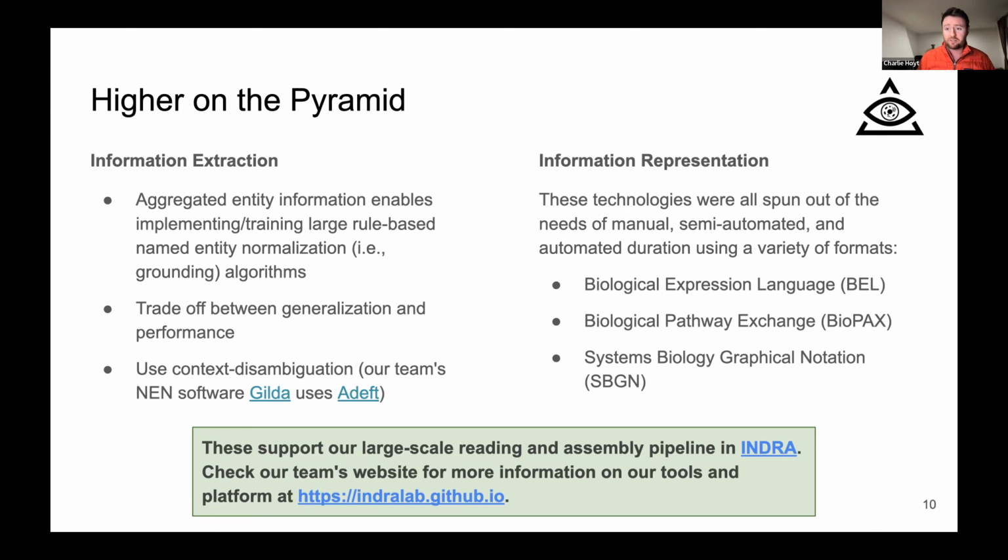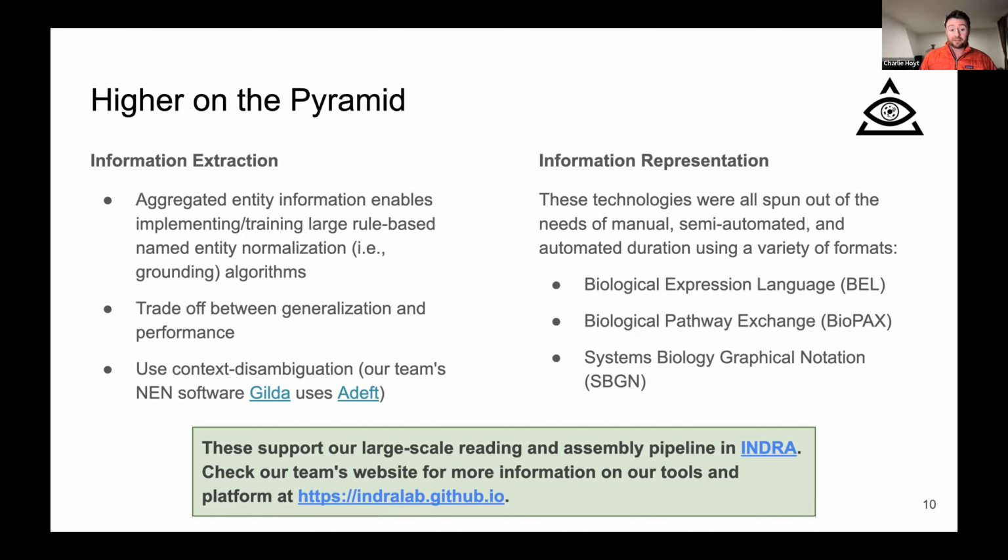And so people want to structure the relationships they find between biomedical entities and chemical entities in the text using things like biological expression language, BioPAX, and SBGN. And so doing all the things that we mentioned before allows people to curate these information representations with high quality, stable identifiers, but then look up the information that goes with those entities when it's time to show it to users. And yeah, in the end, a lot of these things support my team's larger scale reading and assembly pipeline, which is called Indra.